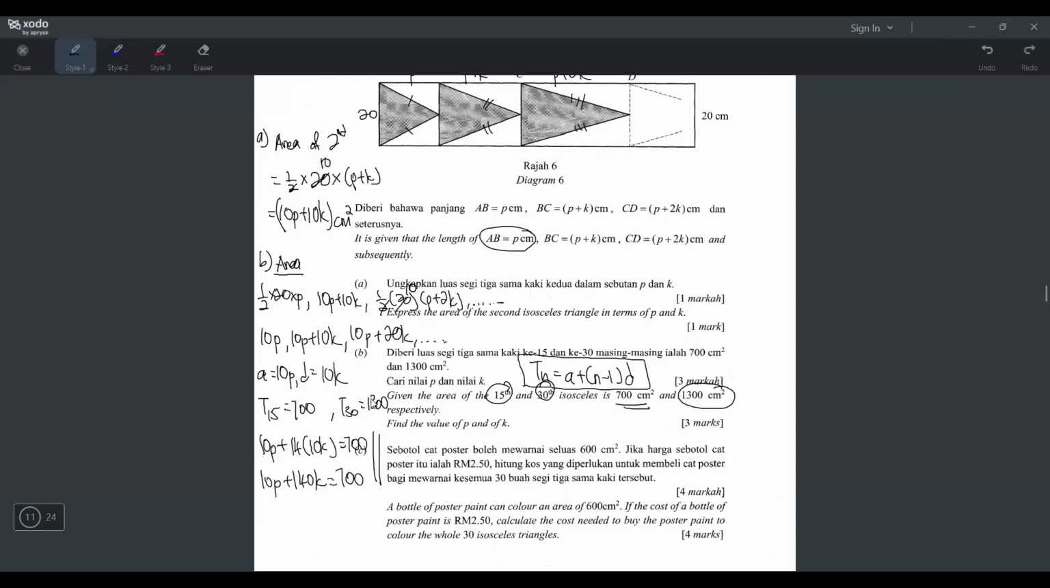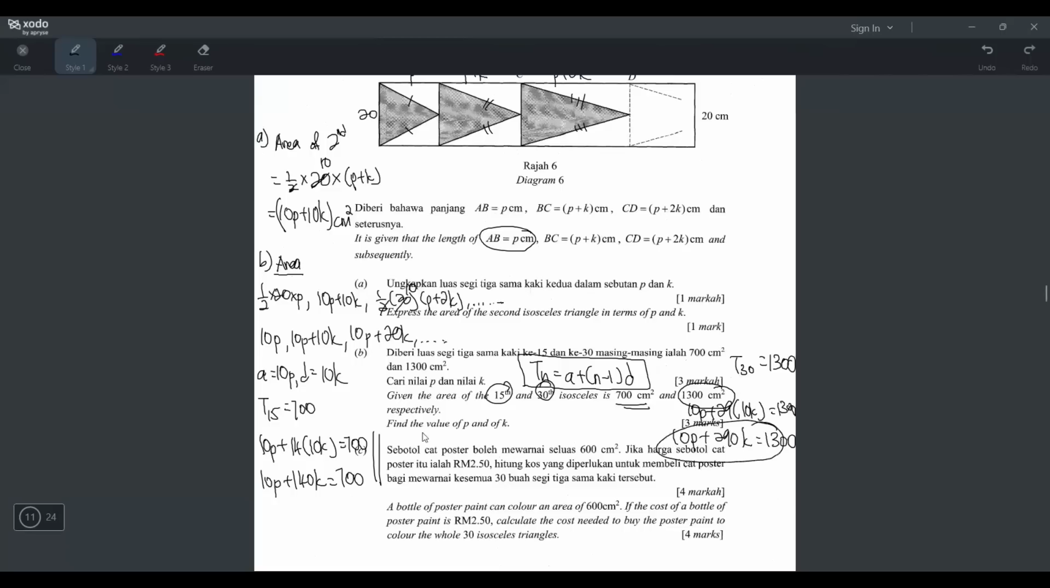So I have to form another equation using T30. Okay, the T30 equals 1300. I will do it here, so I erase this, because there is not enough space. For T30 you will use this formula, A plus (n minus 1)D. A is 10P, so 10P plus (n minus 1), 30 minus 1 is 29, multiplied by D, D is 10K, and then equals 1300. Simplify this, you get 10P plus 290K equals 1300.